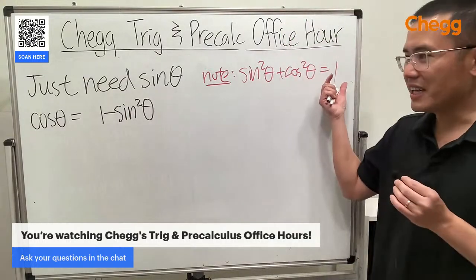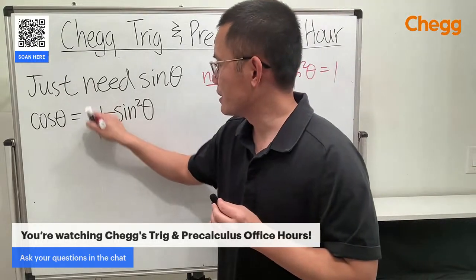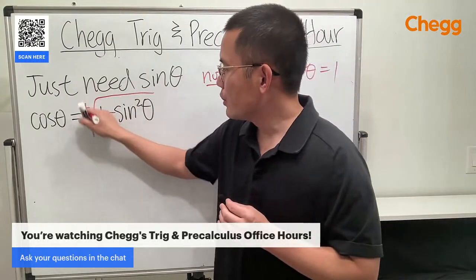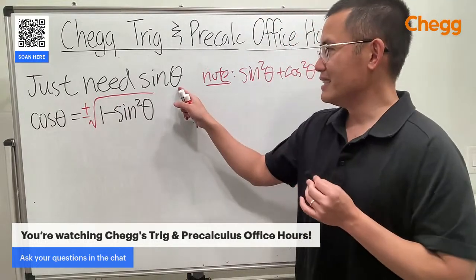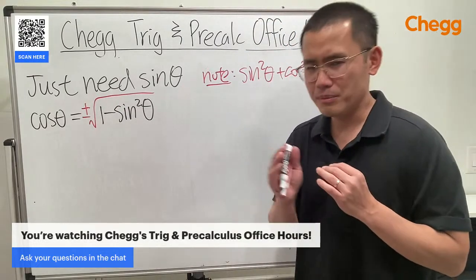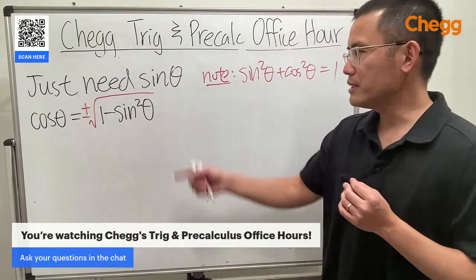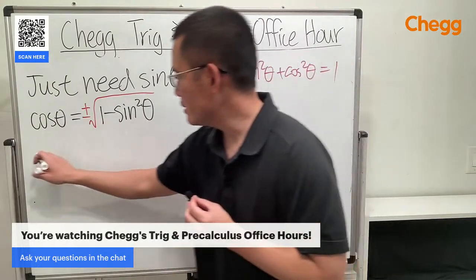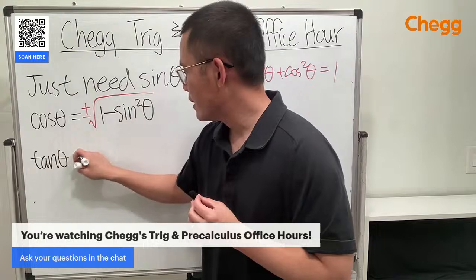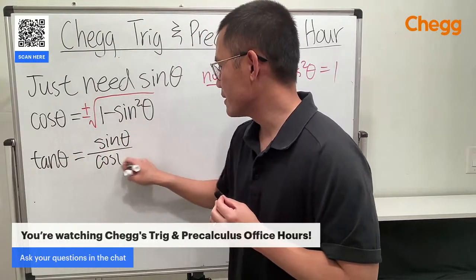We move this to the other side, and then we have to get rid of the square. We just have to take the square root. And technically, you have to be careful if it's positive or negative, unless you say the angle theta is acute, meaning between 0 and 90 degrees, then everything is positive. But anyways, once you have sine, this is how cosine will be, and then tangent, which is just sine theta over cosine theta.